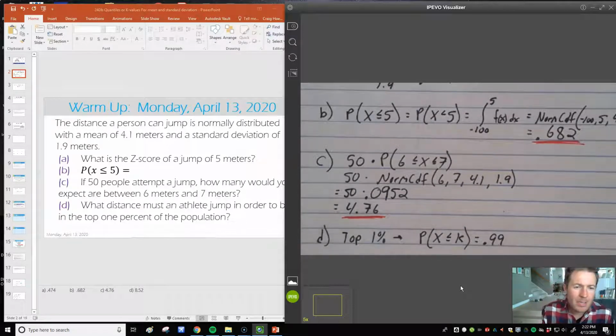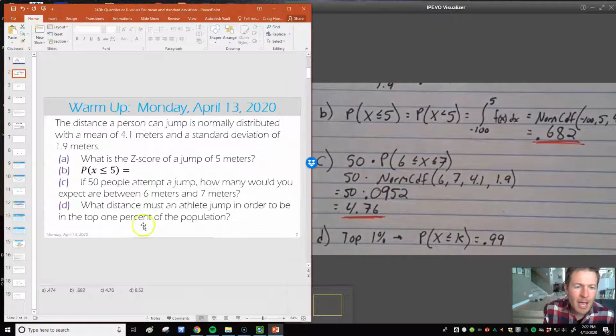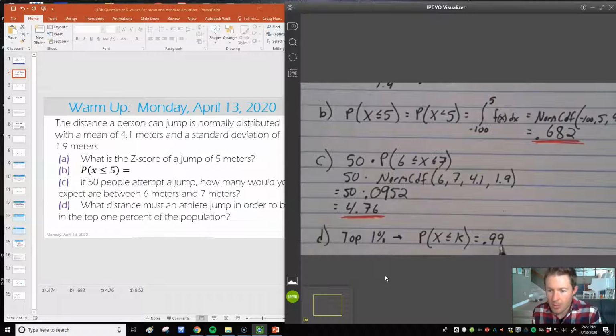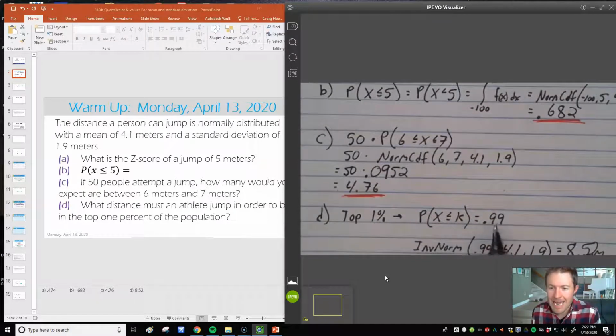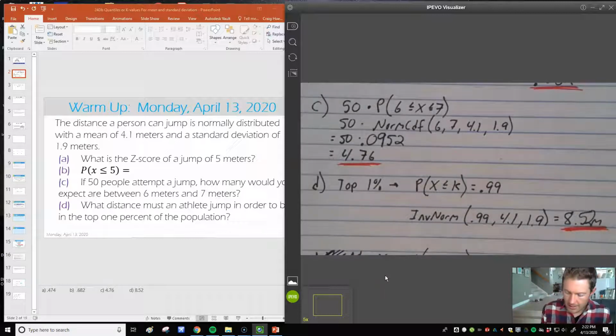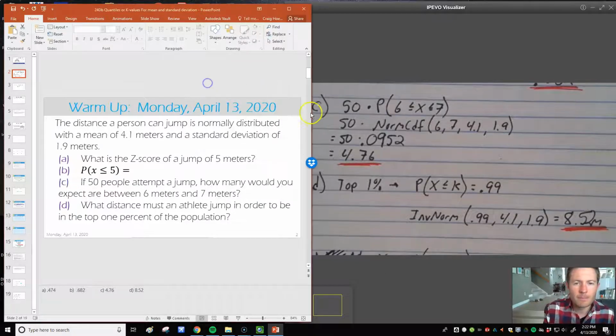Part D: what distance must an athlete jump in order to be in the top 1% of the population? Top 1% correlates to the 99th percentile. If we want to find that distance, we use the inverse normal. Remember, that's how we go backwards to solve for these values: our probability, our mean, our standard deviation. Here we get 8.52 meters to be in the top 1%. That's what you'd have to jump. All right, let's move on.